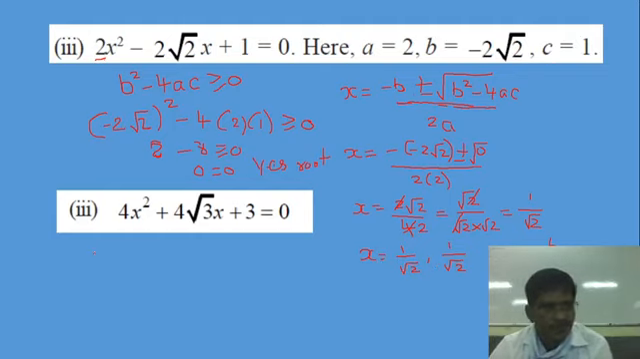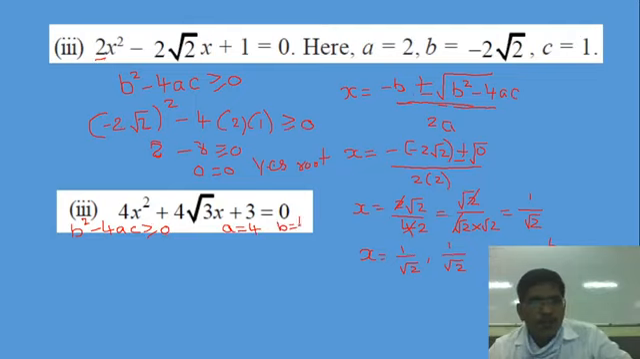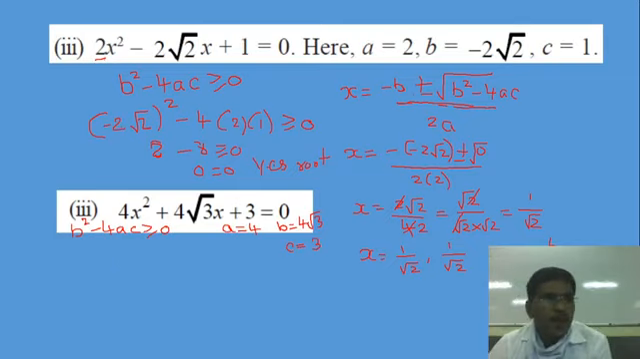One more sum related to it. Again first step, what is my first step? I have to find out b square minus 4ac greater than or equal to 0. So I am first of all writing the a, b and c. Anyhow I have to write first. A is equal to 4, B is equal to 4 root 3, and C is equal to 3. Now if you see, b square minus 4ac greater than or equal to 0. So b means 4 root 3 whole square.